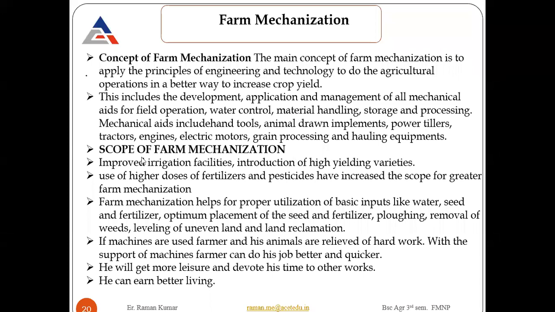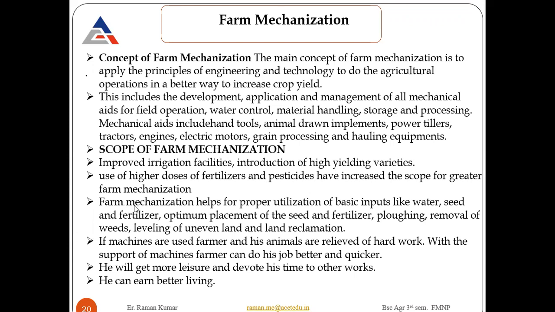Scope of farm mechanization: improved irrigation facility, like introducing high yielding varieties. Where can we use farm mechanization? With the use of high doses of fertilizer and pesticides, the scope for greater farm mechanization increases. If we use different types of fertilizer and pesticide, these will help to increase your crop yield.